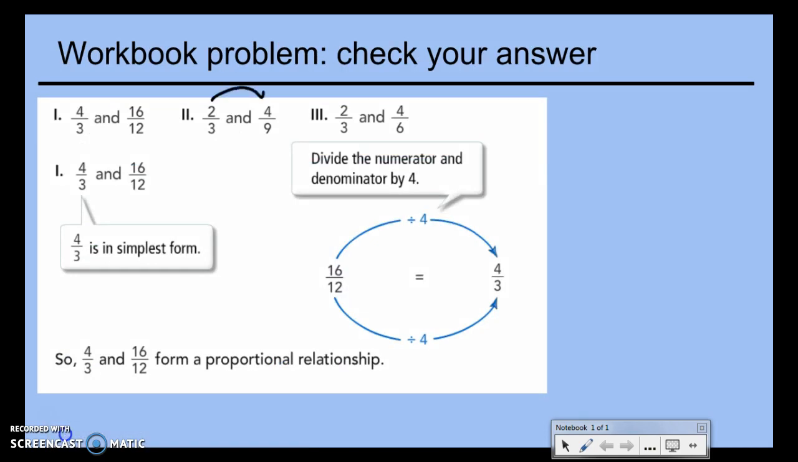Sorry, 2 times 2 is 4. 3 times 2 is not 9, so 2 is not equivalent. Let's look at the third one. 2 times 2 is 4. 3 times 2 is 6. So, number 1 and number 3 are proportional relationships.